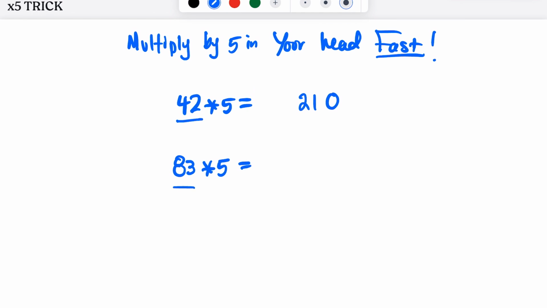The next one, again, you check to see if it's even or odd. Since it's odd, the last digit's going to be a 5. And then what you're going to do now is you're going to go one less and then cut that in half, which is 41. So your answer is 415.